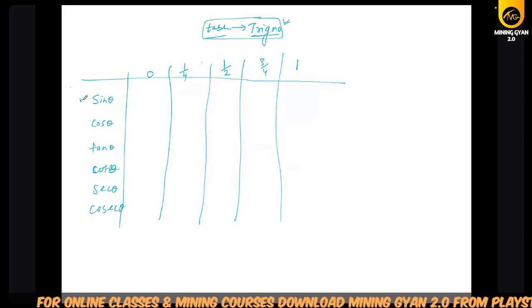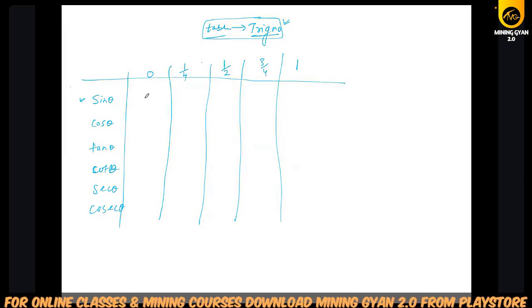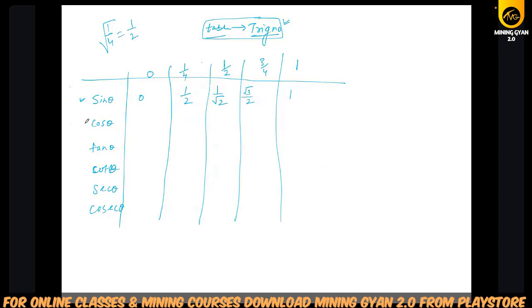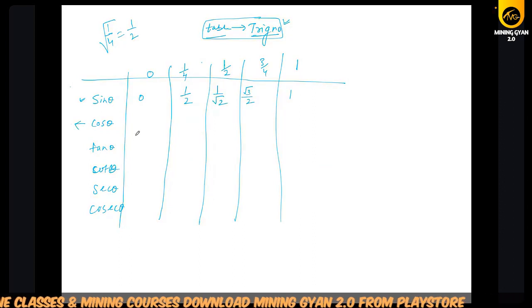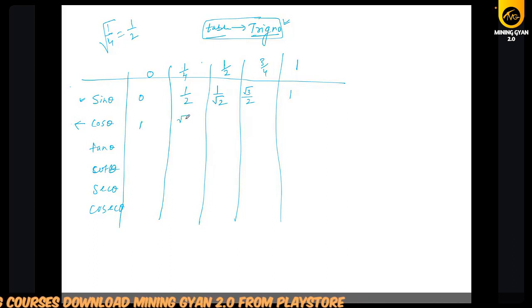So sin said, I will drink the milk. You root them. So 0 root 0, 1/4 root, which will be 1 and 2, so it will be 1/2. It is 1 by root 2. It is root 3 by 2. It is 1. Cos said that I will drink the milk in reverse of sin. So take 1, root 3 by 2, 1 by root 2, 1/2 and 0.